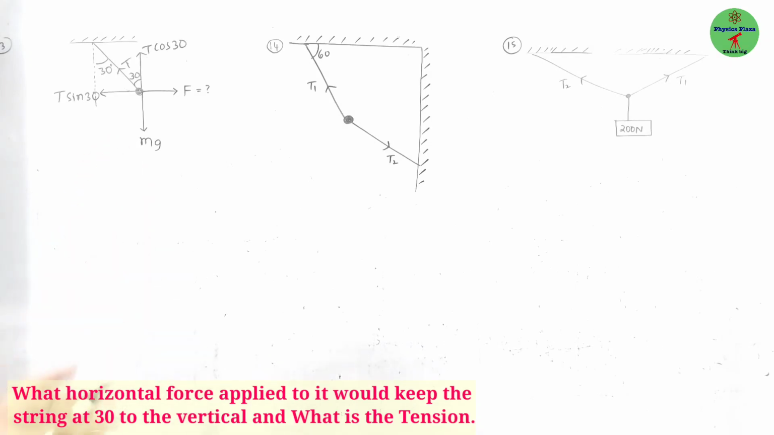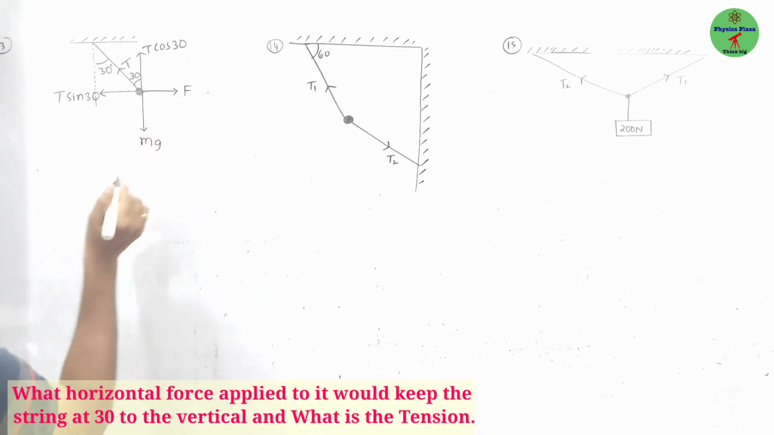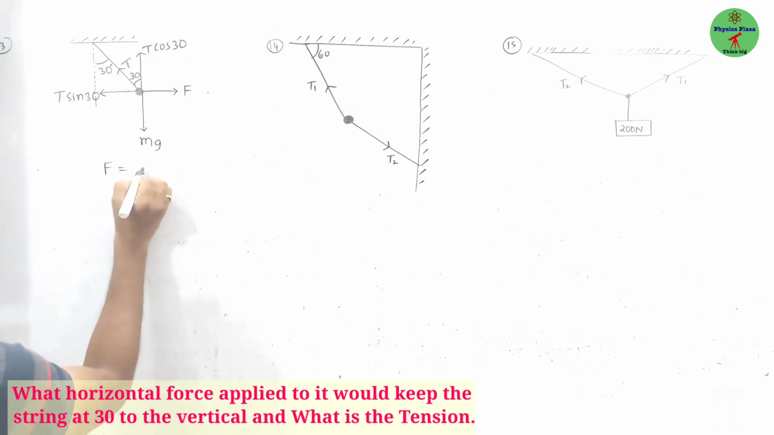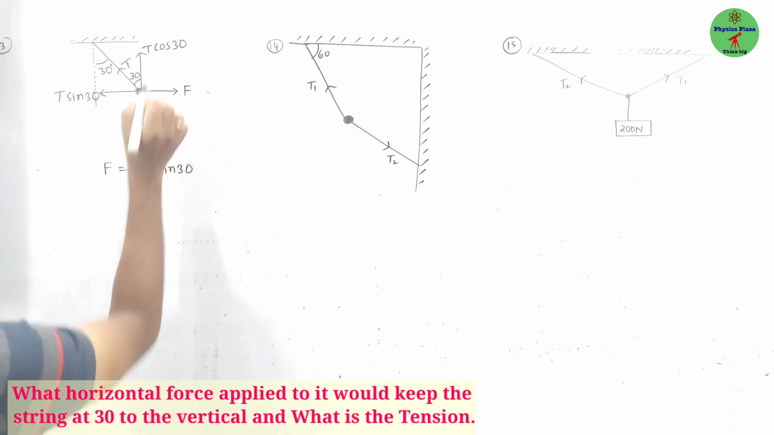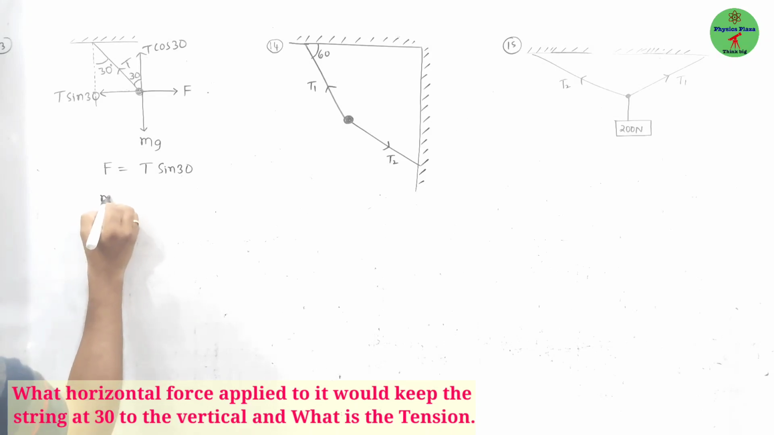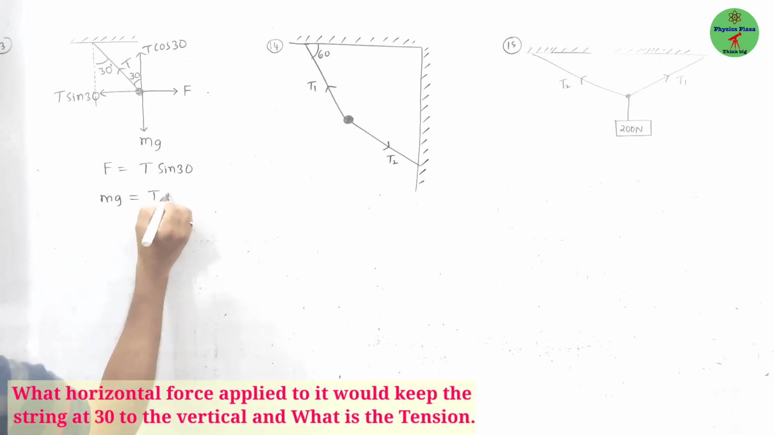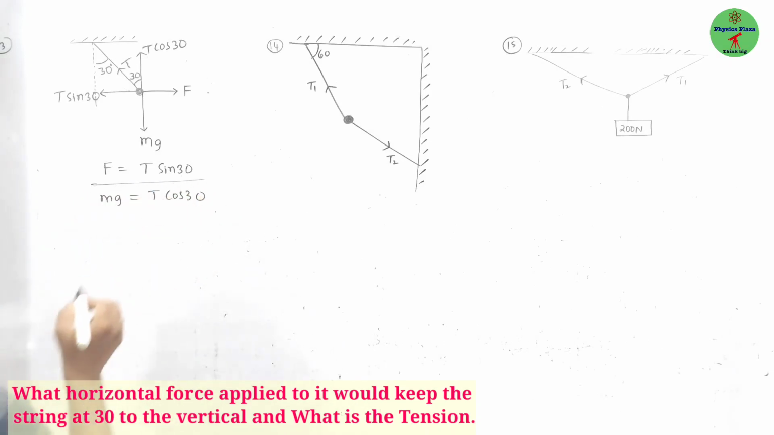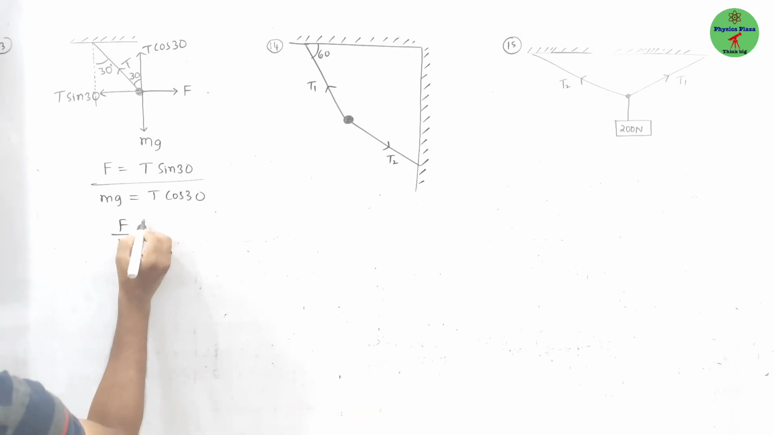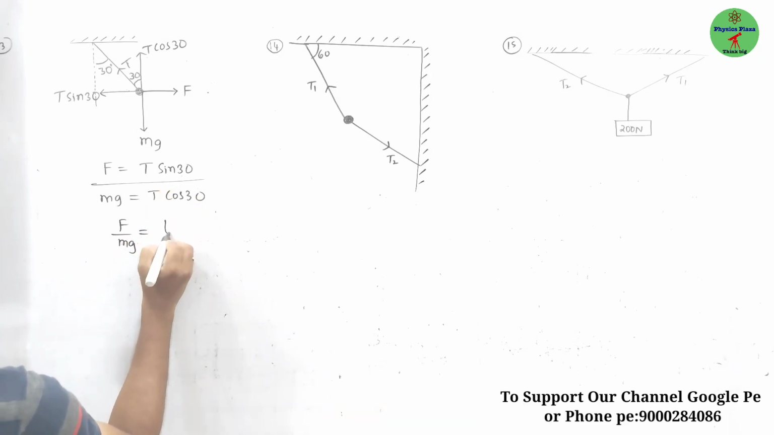Now in this case, F is equal to T sin 30, and we also know that mg is equal to T cos 30. Okay, these two equations, let us divide them. Then F by mg is equal to T sin 30 by T cos 30, T gets cancelled, and sin 30 by cos 30 will be tan 30.